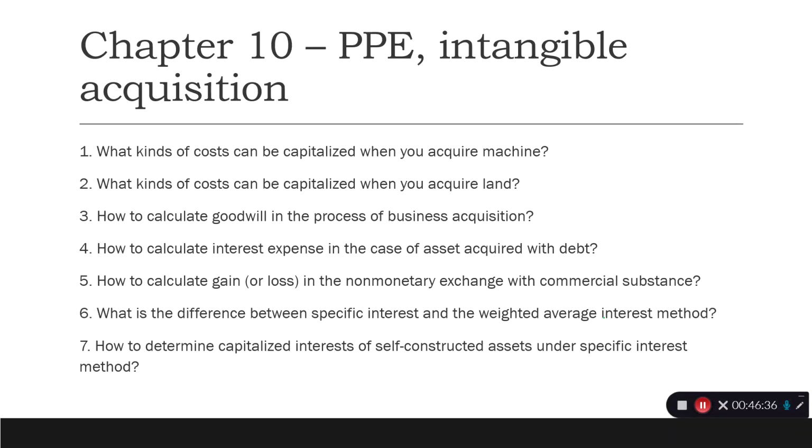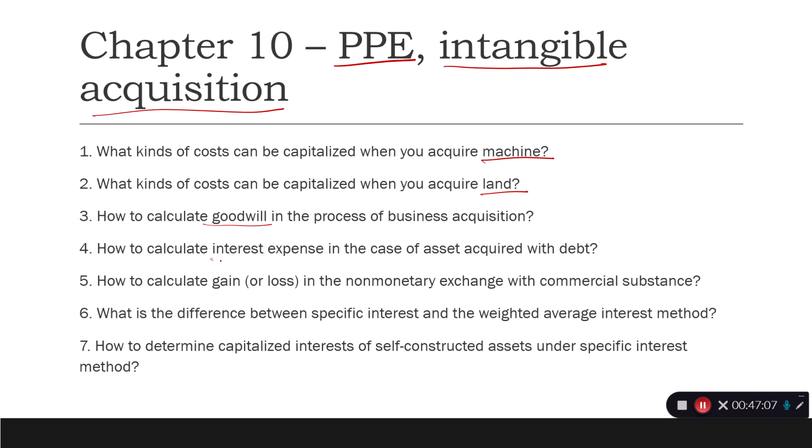Okay, chapter 10. Chapter 10 is majorly about PP&E, intangibles, and acquisition. It's mainly trying to figure out what kind of costs need to be capitalized. So first question, what kind of cost can be capitalized when you acquire a machine? What kind of cost can be capitalized when you acquire land? How can you calculate goodwill in the process of business acquisition?